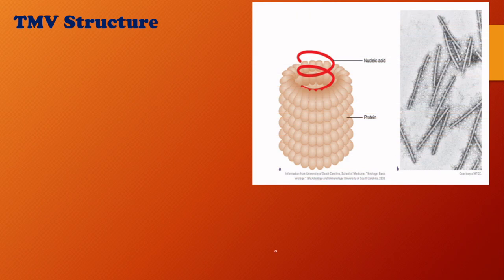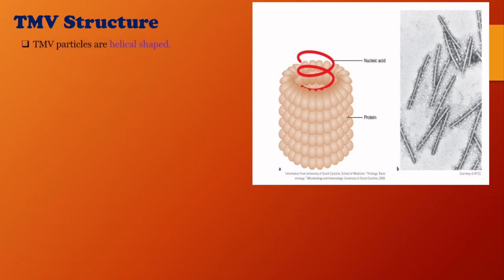Now we will see some structural features of TMV. This is the diagram of tobacco mosaic virus, and these are the actual images of tobacco mosaic virus. Here we can see so many rod-like structures. This is the actual structure of tobacco mosaic virus under the electron microscope. Its structure is very simple. This virus has only nucleic acid and a protein coat that is called the capsid.